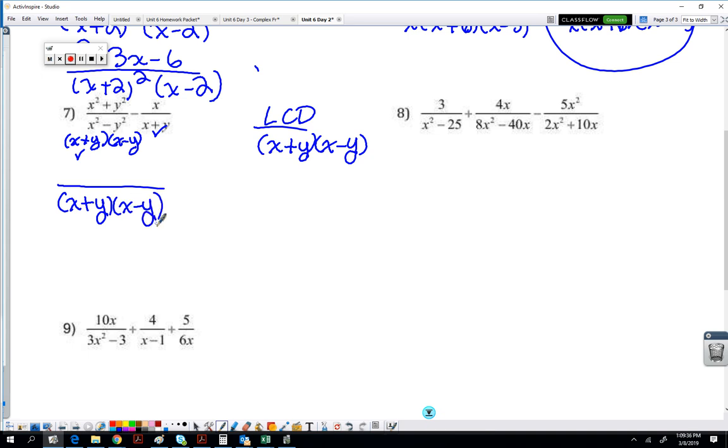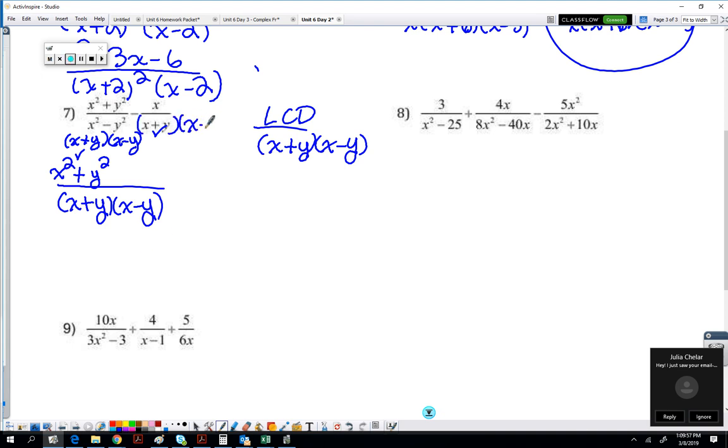Now we're going to compare and contrast. Look at your original and then look at your LCD. In your first fraction, nothing is missing. So you just have to write down the top because essentially you're multiplying by 1. In the second fraction, I only have x plus y. What is missing is the x minus y. So that's what you multiply to the top and to the bottom.